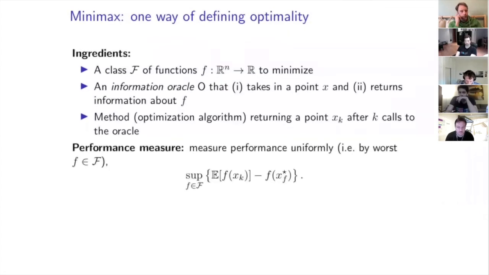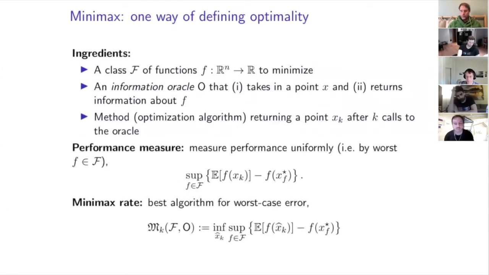Our performance measure is to measure performance uniformly, which is to say by the worst function in our class. So if we have our method, which returns our point xk, its figure of merit, or its performance, is measured in a uniform sense. It's the worst of all the functions in the class. So if we say you do well, you have to do well simultaneously for every function in the class. This would be the minimax optimality gap. And then the minimax rate, of course, is if we look over all possible algorithms, taking an infimum over all algorithms, we look for the worst performing function in our class, and we look at this optimality gap or something like that. All right, so that's the standard notion of optimality.